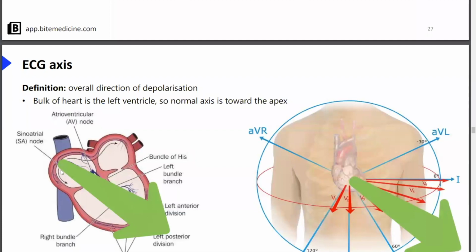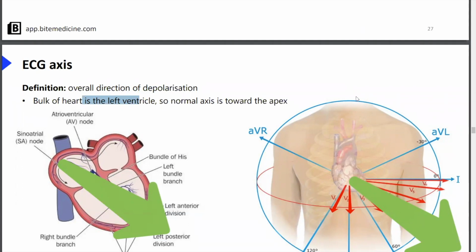The heart, in general, depolarizes from the sinoatrial node towards the apex. It's really annoying because my animations don't work on the PDF, but I had some nice animations here. Never mind. The flow of depolarization is from the sinoatrial node towards the apex of the heart, towards the left ventricle. So the axis of the heart is going to be towards the left, just because of this current flow. Axis is the overall direction of depolarization. The bulk of the heart is the left ventricle. Most of the current flows towards the left ventricle. So the normal axis is towards the left ventricle.